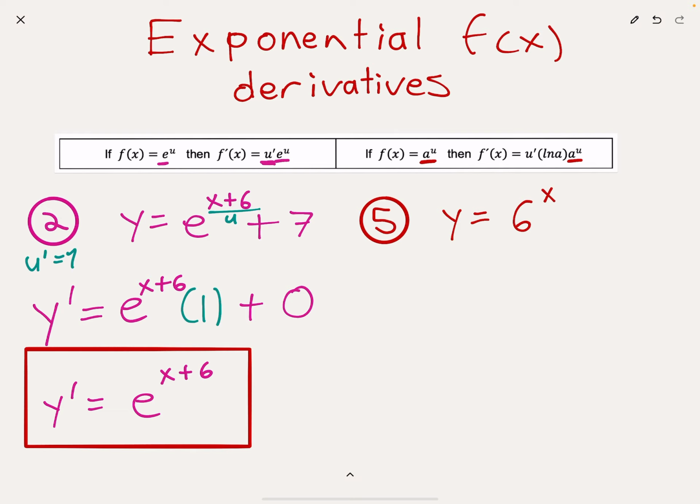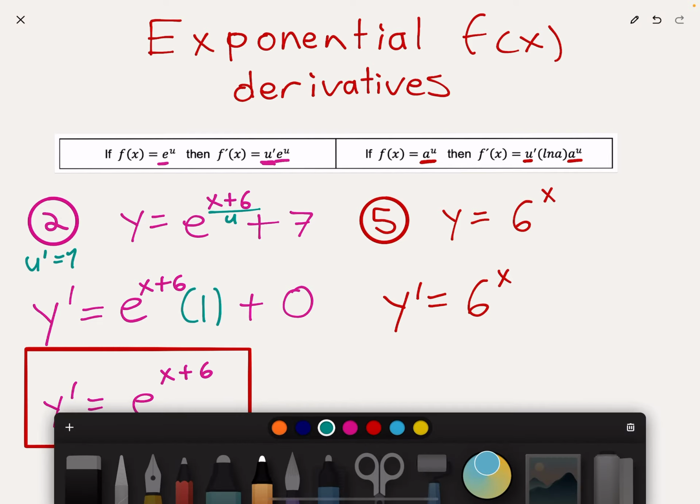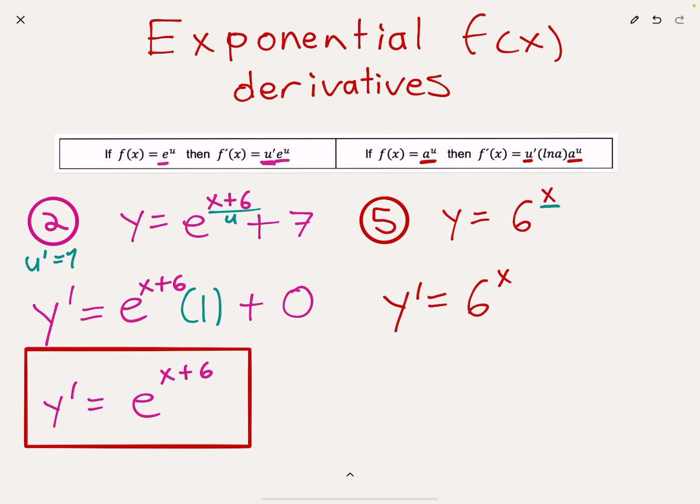So the first thing I recommend when you see an exponential function is writing exactly the same as you have at the beginning. The second part is also the same. We need to multiply times u derivative, so the derivative of the exponent. In this case, the exponent u is x, so the derivative of x is 1. So that 1 is going to be multiplying 6 power x.